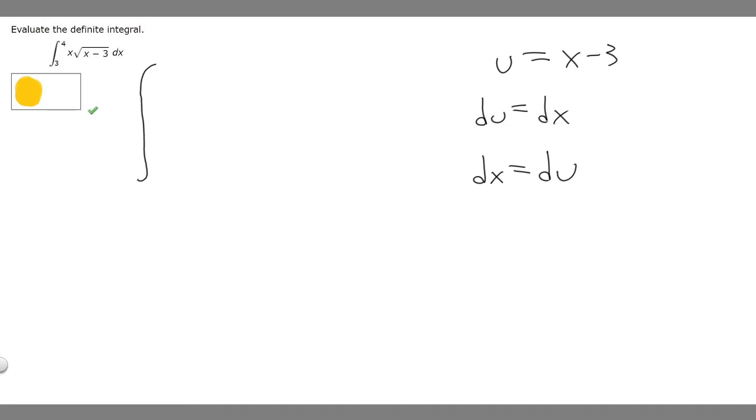So now that we've got that, what we're going to want to do is rewrite our integral. The first thing you should realize is that this 3 and 4 are the lower bound and upper bound. These are with respect to x, and we're about to change it to with respect to u, right? So we want to change these to be with respect to u. So how do we do that?